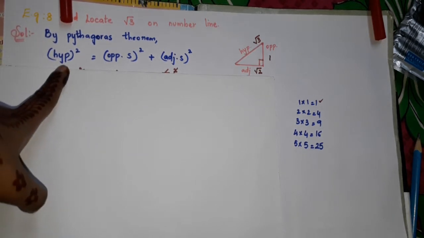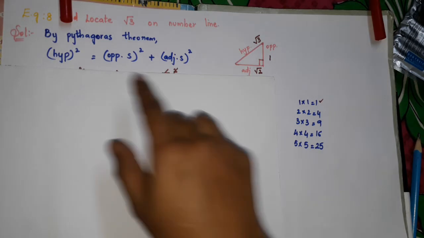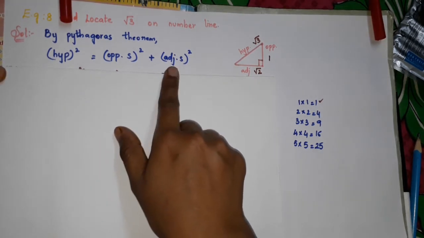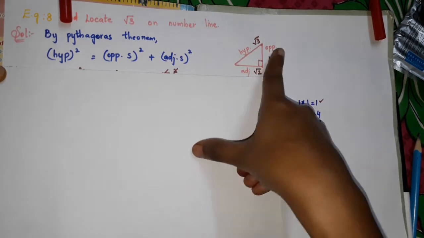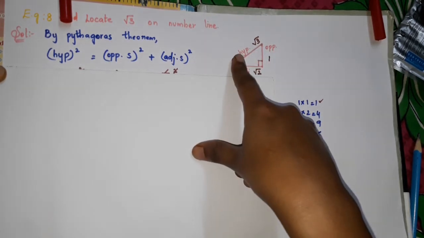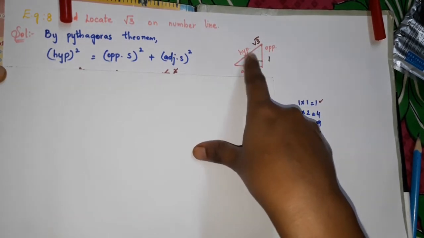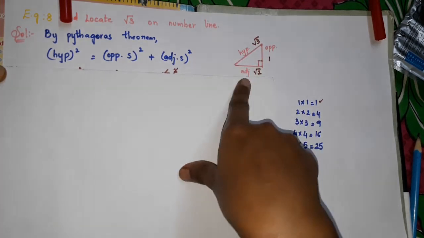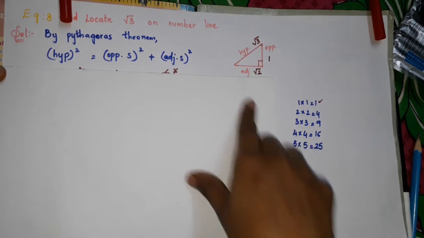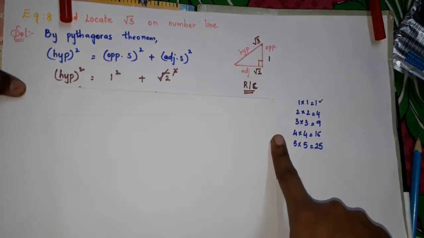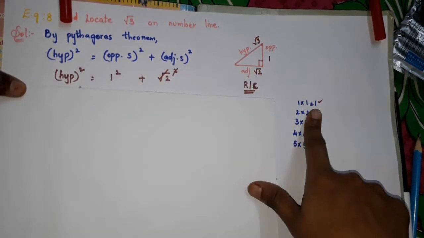We have to write Pythagoras theorem: hypotenuse whole square is equal to opposite side whole square plus adjacent side whole square. I have drawn a right angle triangle, and I have named the slant side as the hypotenuse, the side opposite as the opposite side, and the base as the adjacent side. Now see here, first we have to do the rough column. We have to write the perfect square numbers.